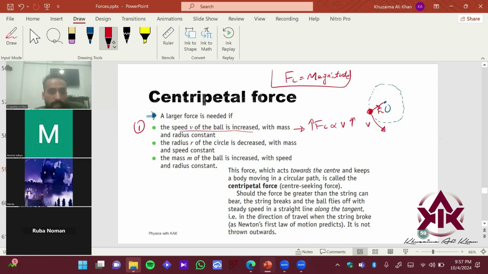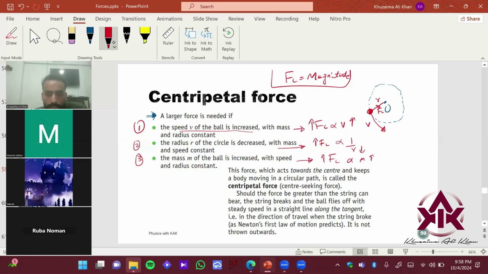And you will need a larger Fc if your radius decreases, right? This is your radius. So it is stating that centripetal force is inversely proportional to radius. So if your radius decreases, you will need a larger force. Now they are asking, how does the force relate with mass? If you increase the mass, you would have to provide more centripetal force, right? So they are directly proportional to each other, right?